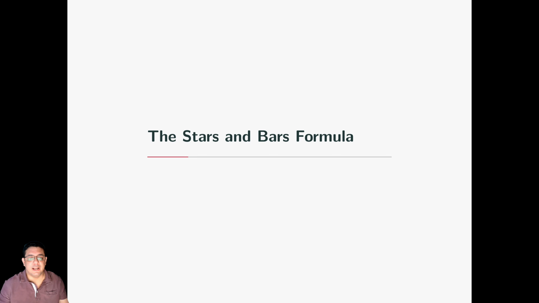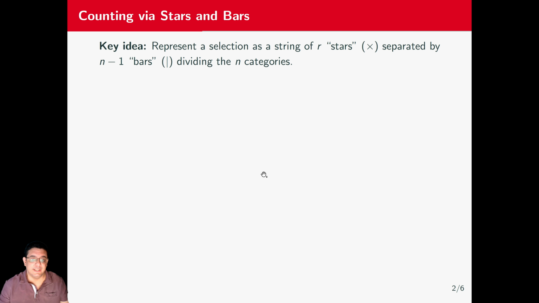Now, to be able to count that, we're going to use what we call the stars and bars formula. The key idea is that we represent a selection as a string of R stars, with this symbol X representing the stars, separated by n minus 1 bars, dividing the n categories.